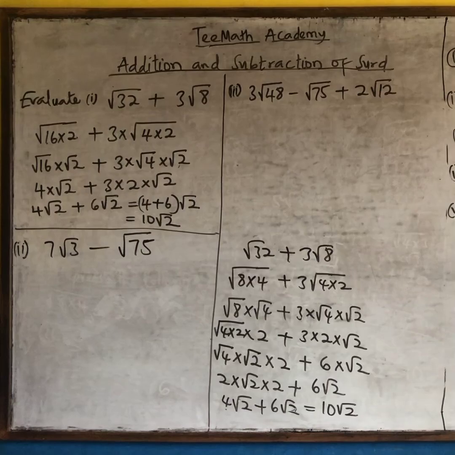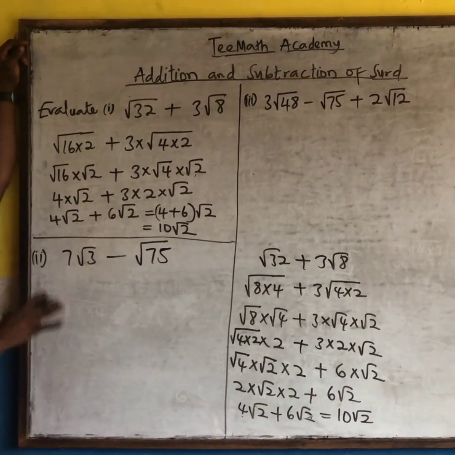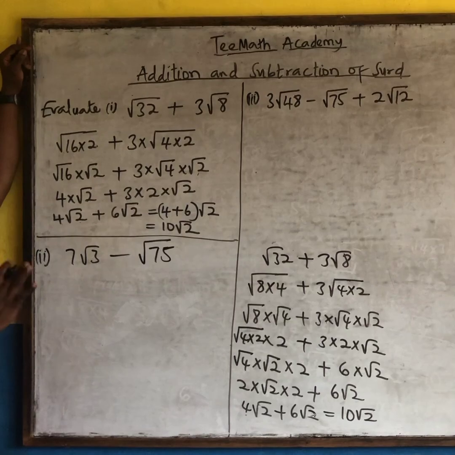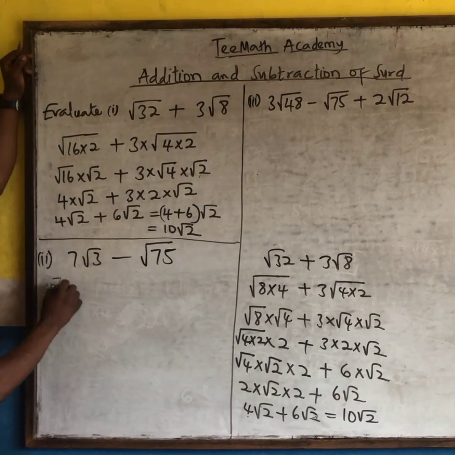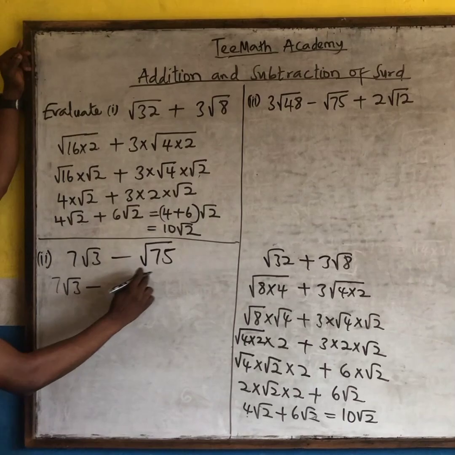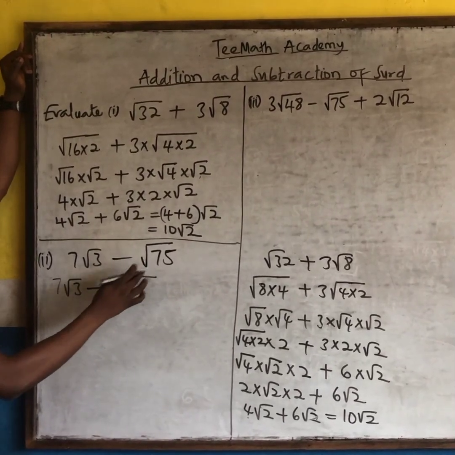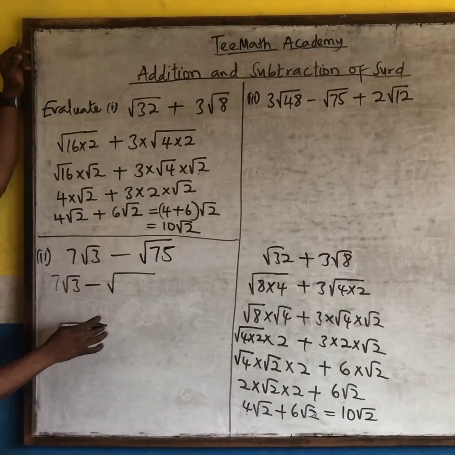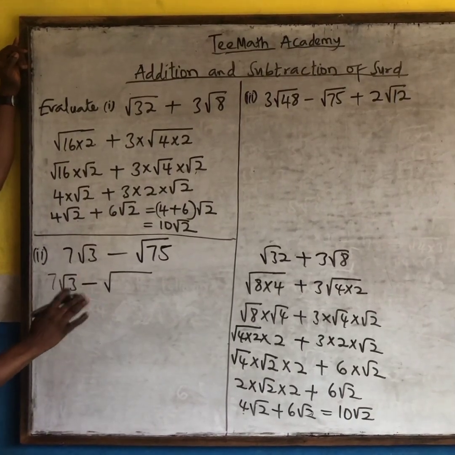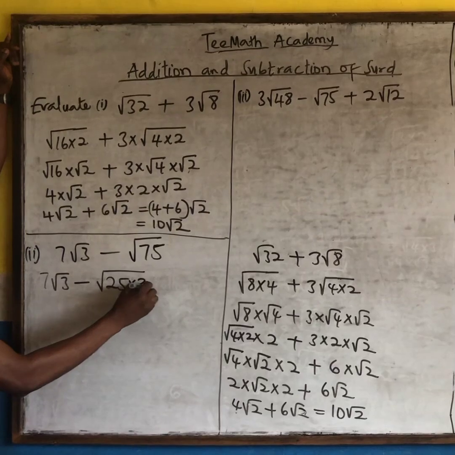Then look at the second question. 7 root 3 is already in basic form, in the lowest form. I cannot do anything. Okay, so I write 7 root 3. This is one that needs to be changed. Now I can break this down into what? I have 15 times 5. None of them is a perfect square. I cannot do anything there. So that means we need to use 25 times 3.